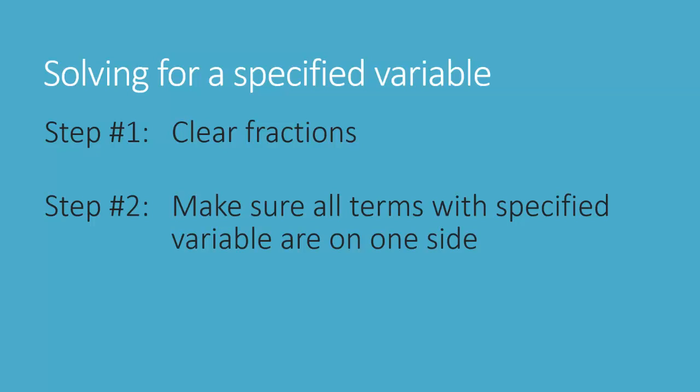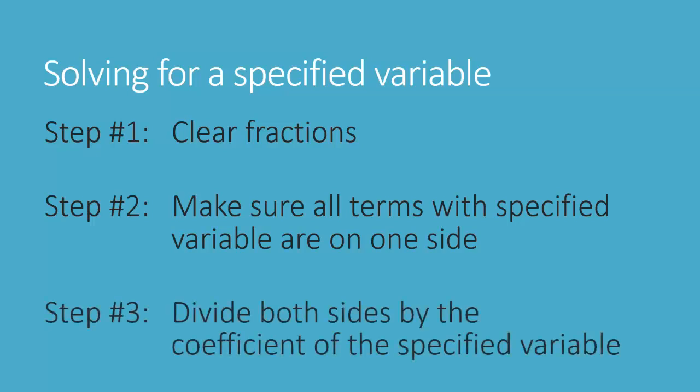So we're just moving it over, and then you divide both sides by the coefficient of the specified variable. In other words, that's kind of a combination of step 3 and 4. Now that we've got all the terms on one side, we want to get it isolated. So that way it's all by itself, and we have whatever variable we're looking for is equal to the rest of the formula.